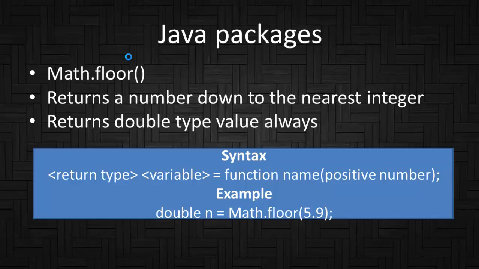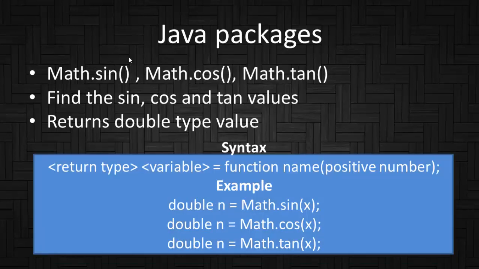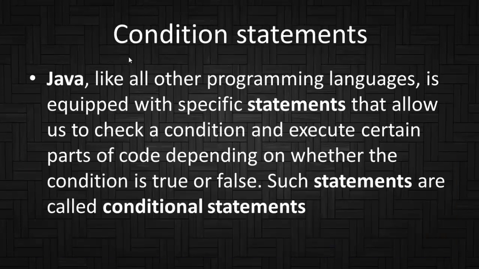Math.floor rounds down to the nearest integer, so it returns a number down to the nearest integer. It always returns a double data type. So Math.floor of 5.8 will return 5.0. Math.ceil returns the rounded value to the next higher integer. So Math.ceil of 5.8 will return 6.0. Now these are the trigonometrical functions. They find the sine, cos, and tan values. Just write Math.sin of x, Math.cos of x, Math.tan of x, where all x are numbers.